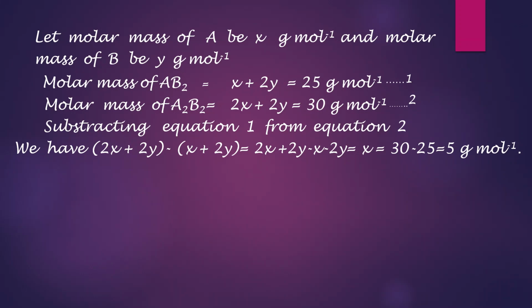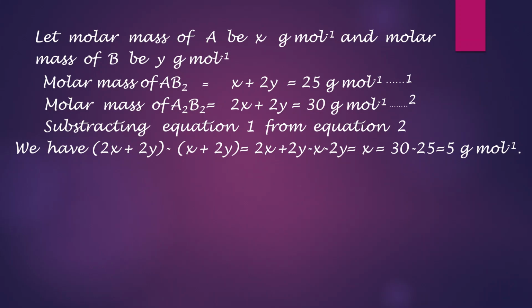Okay, now first let us take the left hand side. So left hand side of equation 2 is 2x plus 2y, and left hand side of equation 1 is x plus 2y. Left hand side of equation 2 minus the left hand side of equation 1 will be 2x plus 2y minus (x plus 2y), which equals 2x plus 2y minus x minus 2y. So plus 2y and minus 2y get cancelled. You are left with 2x minus x, that will be x on the left hand side.